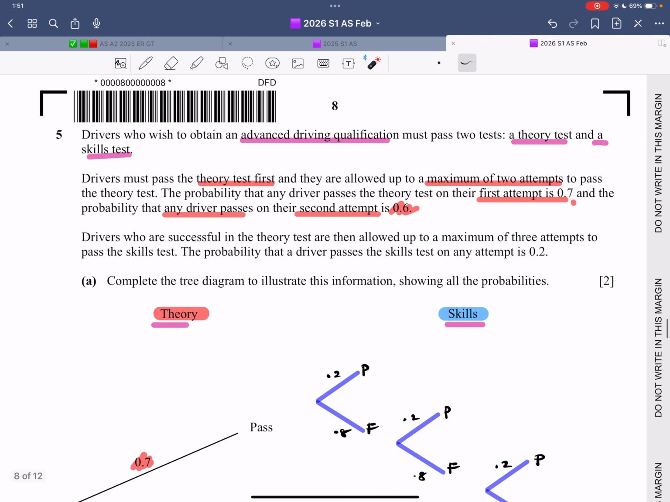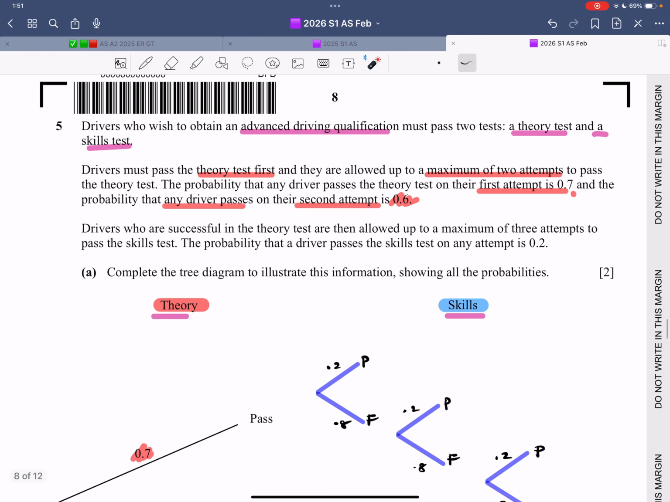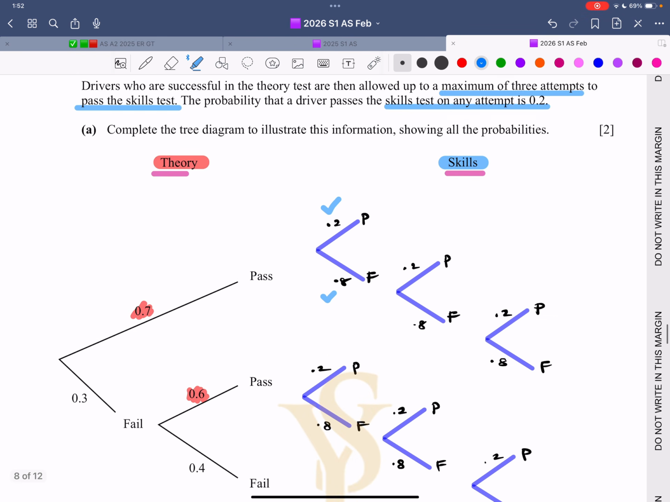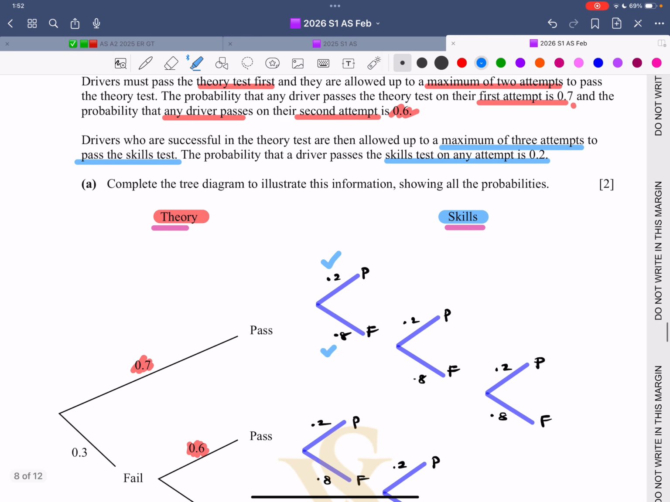Now let's talk about the skills test. Those who are successful are allowed a maximum of 3 attempts to pass the skills test. The probability any driver passes the skills test on any attempt is 0.2. So now this is 0.2, this is 0.8, and that is all true. So now complete the tree diagram.